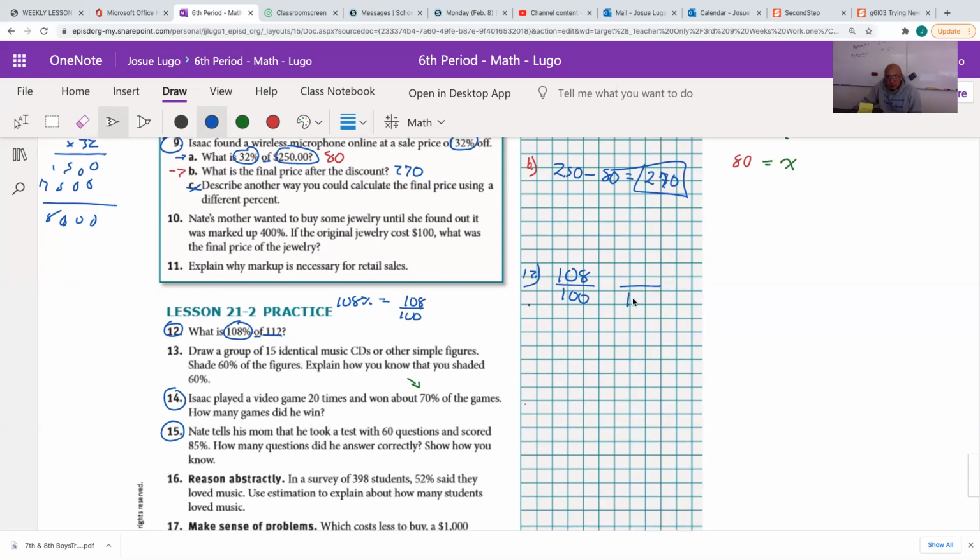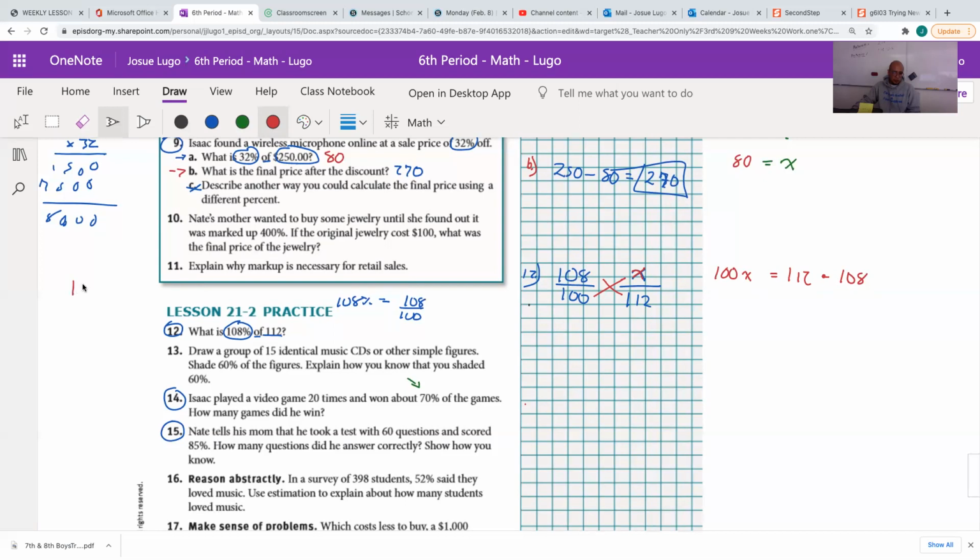So 112 is my 100%. It's almost like saying the full price is 112, but they paid 108%. And what is that? What is 108%? Let's go ahead and solve this the exact same way that we've done it. Let's cross multiply. So on one side, we're going to have 100x. And on the other, we're going to have 112 times 108. Let's go ahead and work that out.